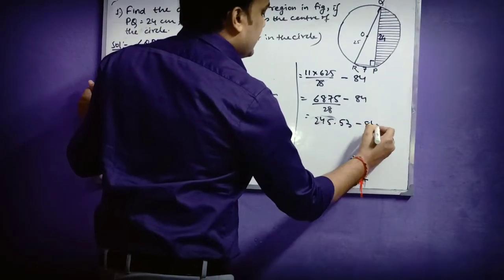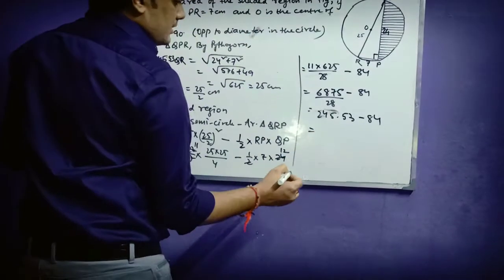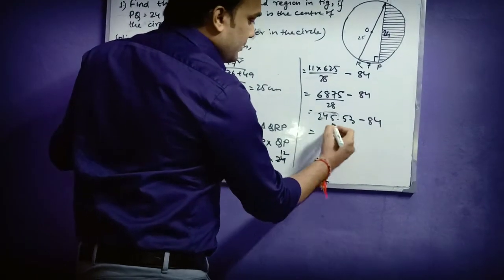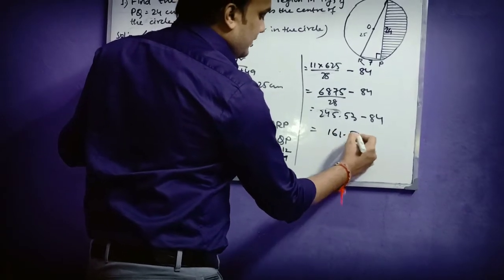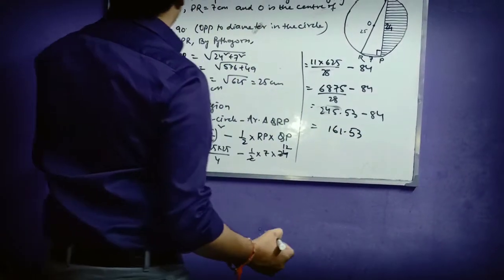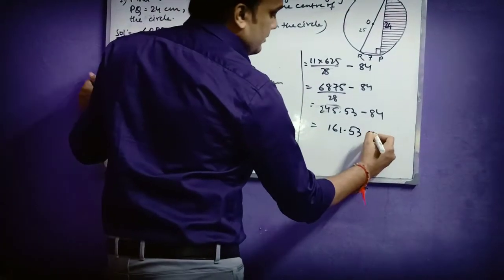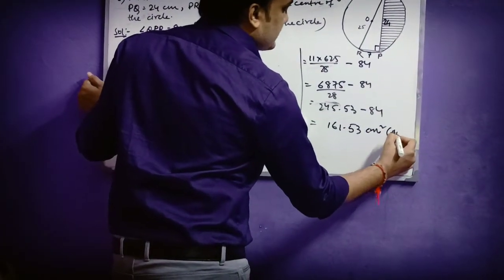245.53 minus 84. So it will be equal to, just subtract it. It will be equal to 161.53 centimeter square. So this is our answer.